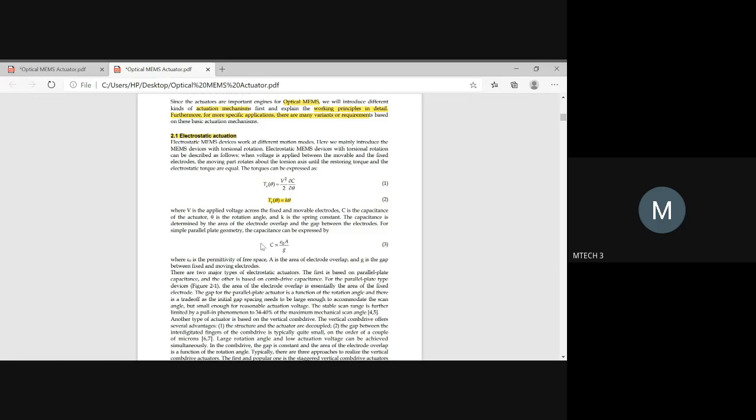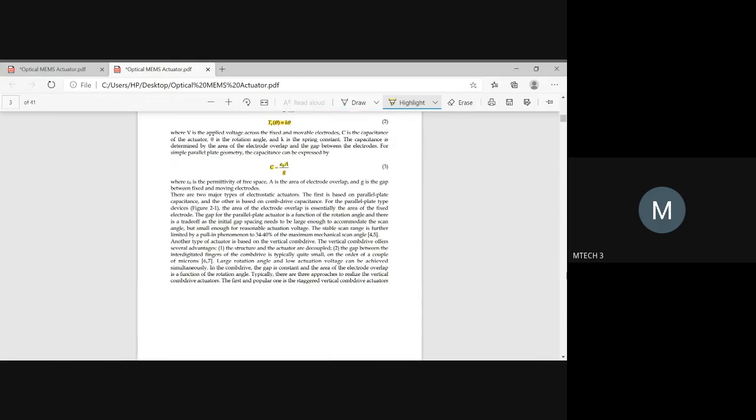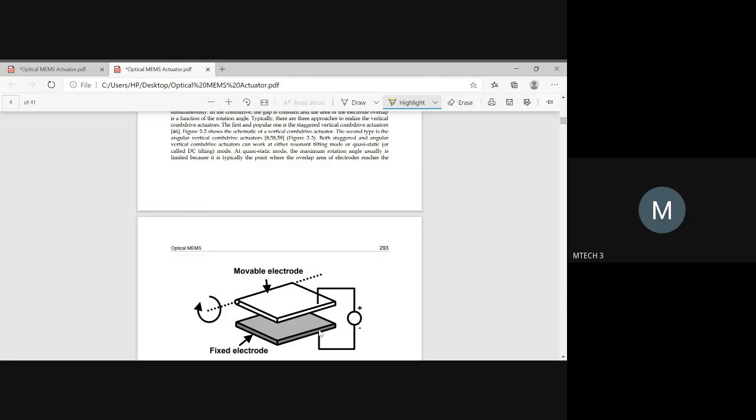Okay, and if you want to determine the capacitance of this particular actuator, you should know the relative permittivity value. And what is G? G is nothing but the gap associated with the fixed and the movable plate. So if you have two plates, one will be fixed and one will be movable. The gap between these two plates will be nothing but G.